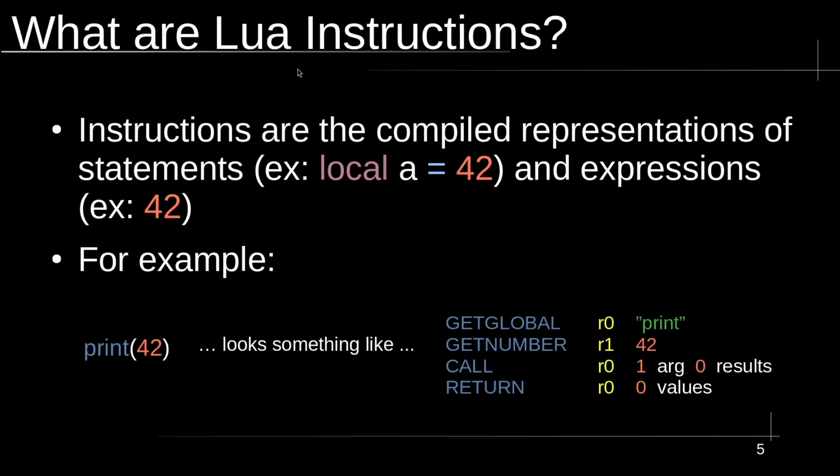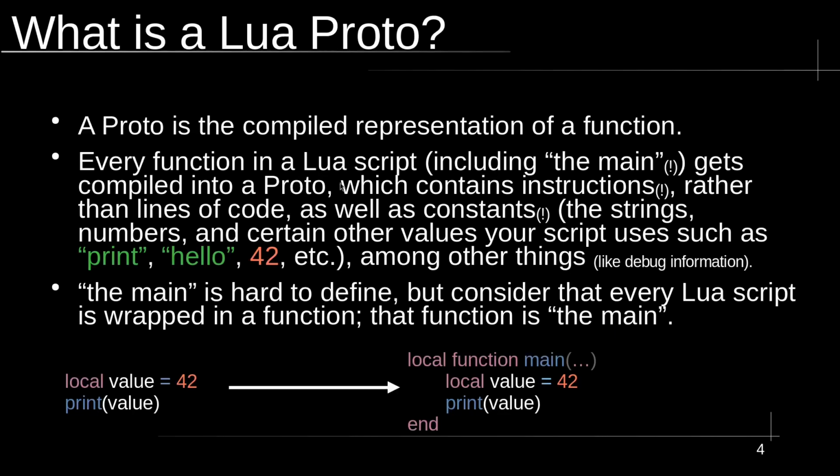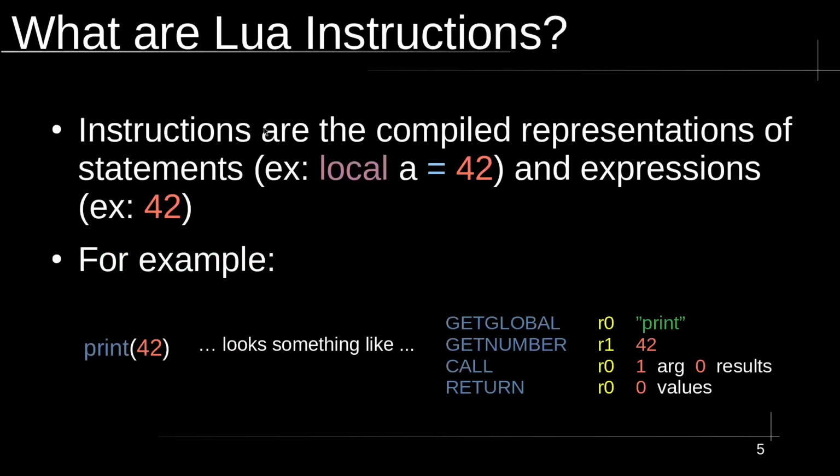So what are Lua instructions? We talked about how a proto contains instructions rather than lines of code. Well, an instruction is the compiled representation of a statement, like local a equals 42, or an expression like just 42. For example, the code print 42, when compiled, looks something like get global r0 print, get number r1 42, call r0 with one arg and 0 results, and return 0 values starting at r0.